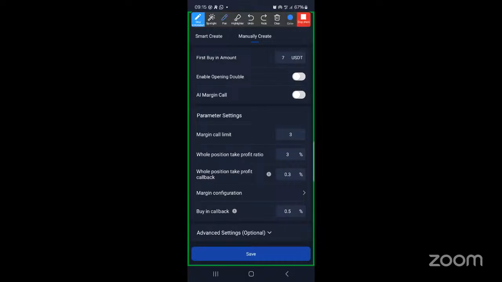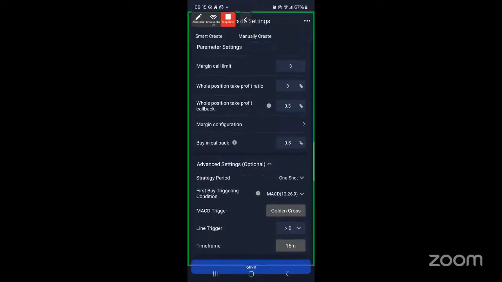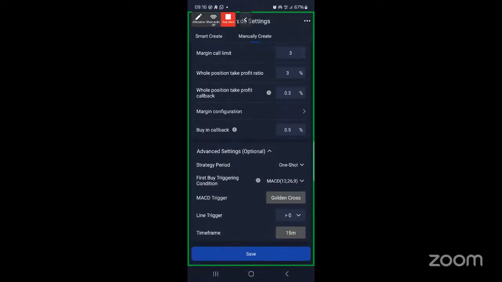Now, how do we enter our indicator? We tap on advanced settings. They have put optional, meaning you can choose not to use them. Okay, it's not a must. You can set a trade without them.